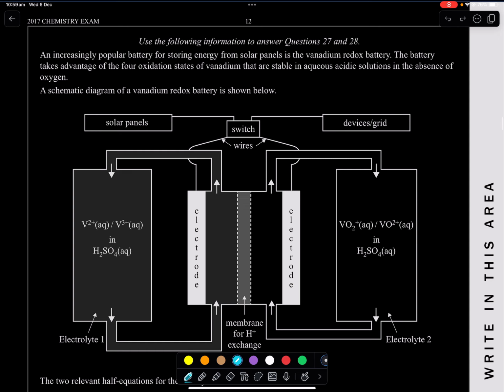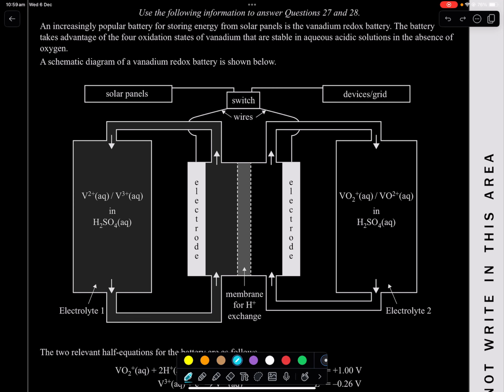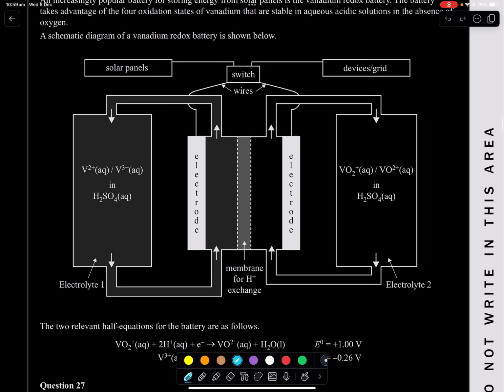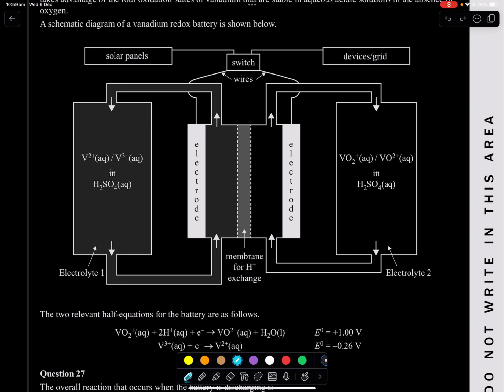Questions 27 and 28. An increasingly popular battery for storing energy for a solar panel is the vanadium redox battery. The battery takes advantage of 4 oxidation states of vanadium that are stable in aqueous acidic solutions in the absence of oxygen. The schematic diagram of the vanadium redox battery is shown.